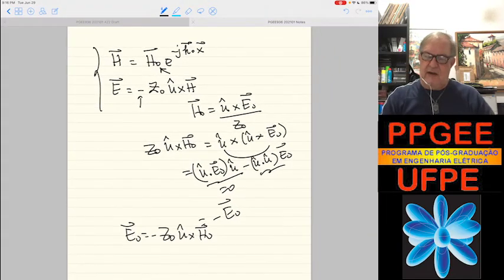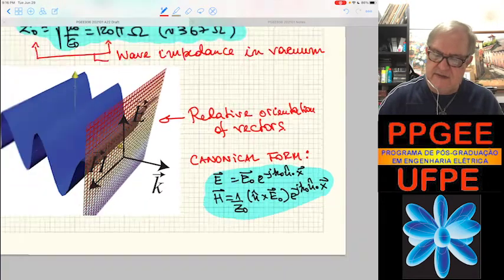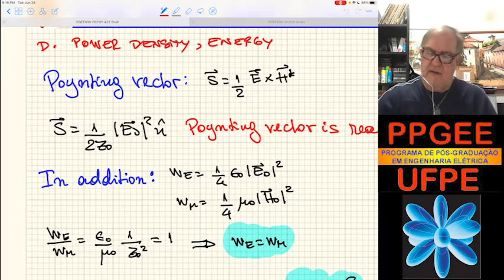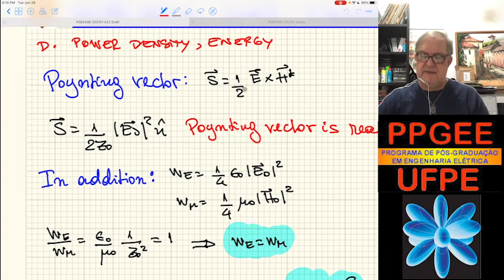So let's conclude our lecture with the canonical form, right? We are going to look into the power density and the energy when you have a harmonic plane wave propagating in vacuum. Let's look into the Poynting vector. Well, recall that the Poynting vector is half of E H conjugate, right?